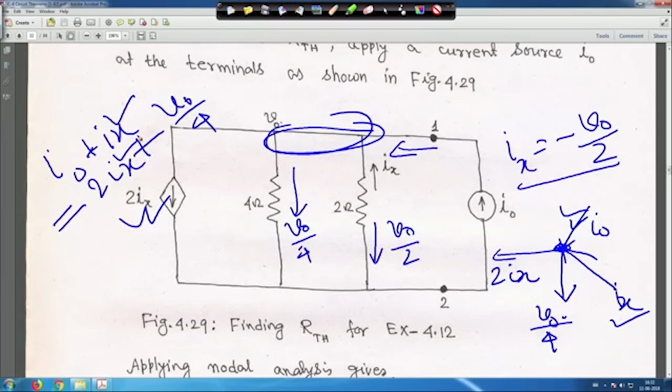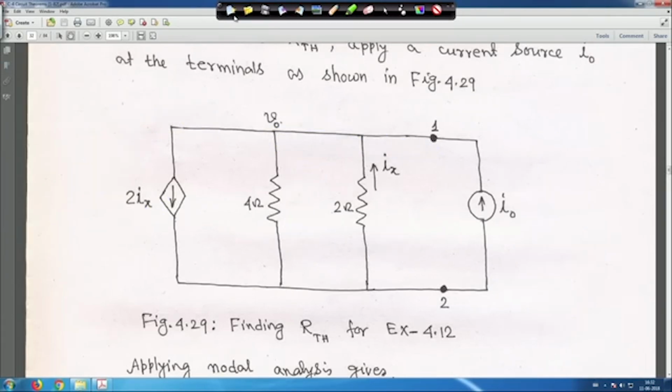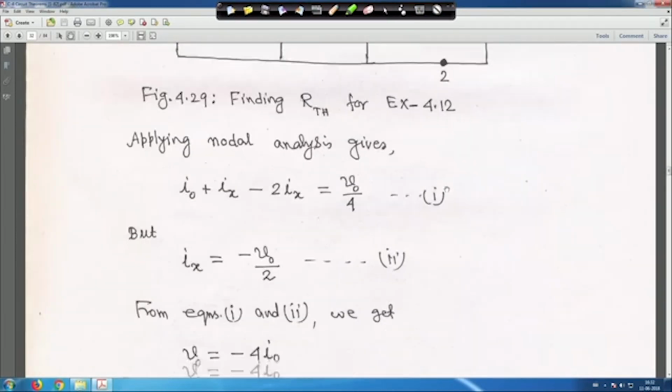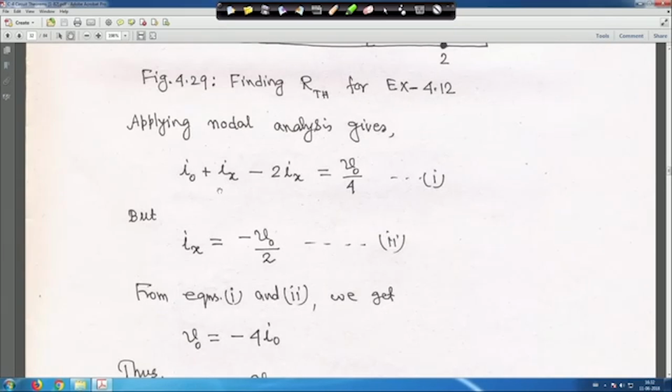That is what we have done next. Let me clear it. So, whatever I said, that is your I 0. The way I wrote it, I 0 plus I x is equal to minus 2 I x is equal to V 0 by 4. There I wrote I 0 plus I x is equal to 2 I x plus V 0 by 4. So, I x is equal to minus V 0 by 2, I told you.